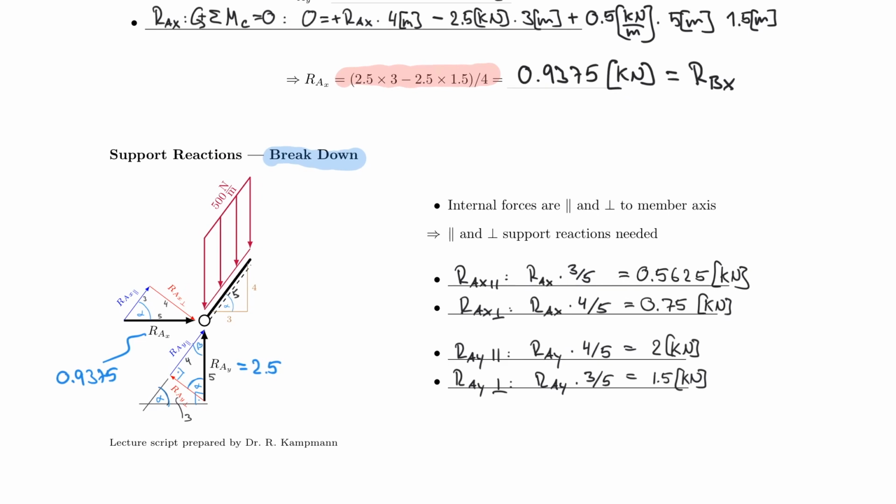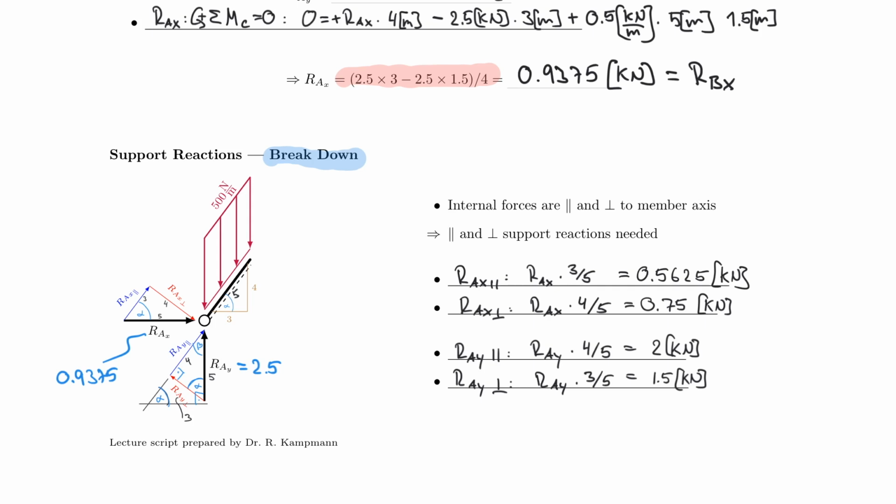So let me repeat what we've just done. We took the support reactions, the ones that are vertical and horizontal, in a global coordinate system, and broke them down into parallel and perpendicular components. So here's the perpendicular components. In fact, in this picture, the perpendicular components are red and the parallel components are blue. And to do that effectively, I had to use the 3, 4, 5 triangle that tells me exactly how the geometry of the system is arranged.